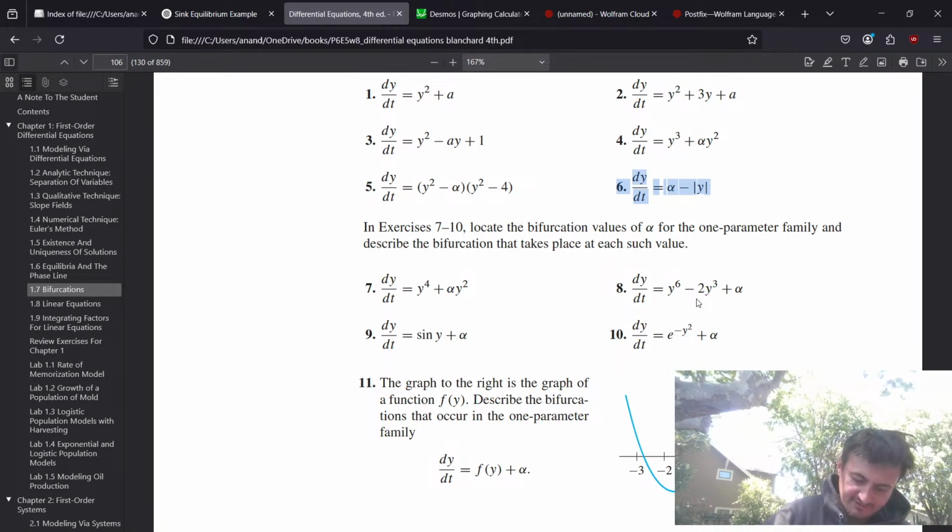All right, number 7. So we have: locate the bifurcation values for alpha for the one parameter family and describe the bifurcation that takes place at each value. Okay. So we have y to the 4th minus a y squared is equal to 0.